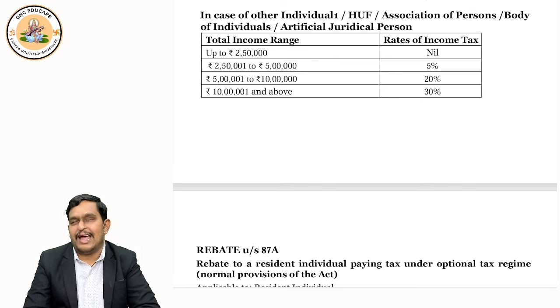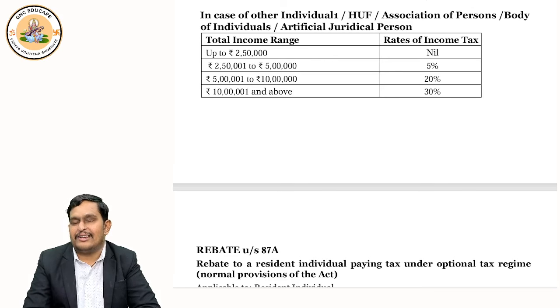So where that slab will start: for super senior citizens, up to 5 lakhs exemption. For senior citizens, up to 3 lakhs exemption. And for all others, up to 2,50,000 exemption. This way you should remember.